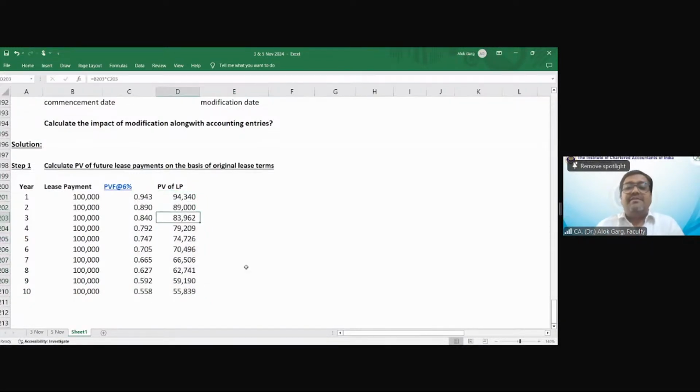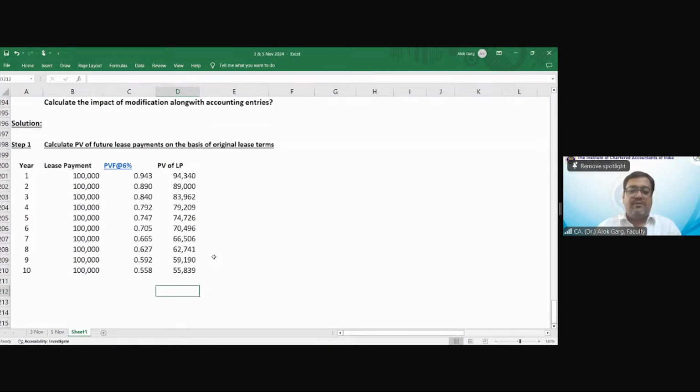This is my present value of lease payments at the commencement date, on the basis of the original lease terms. What is my present value of lease payments? The total comes out at 736,009. This is my present value of lease payments.